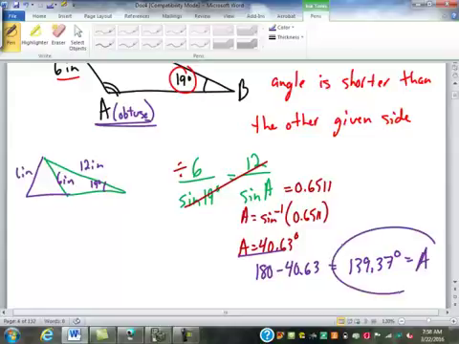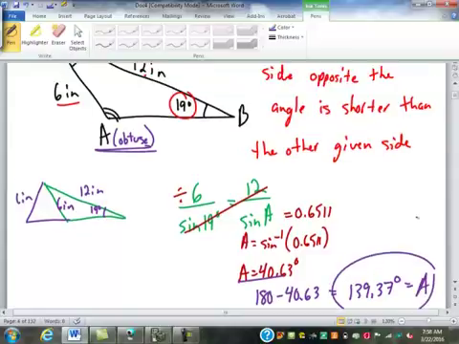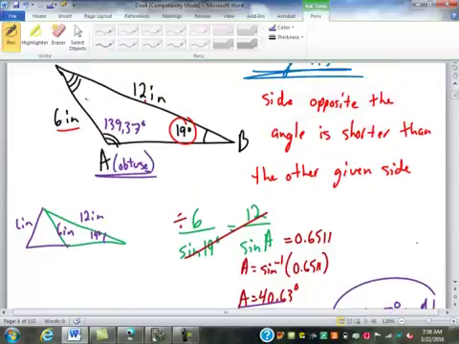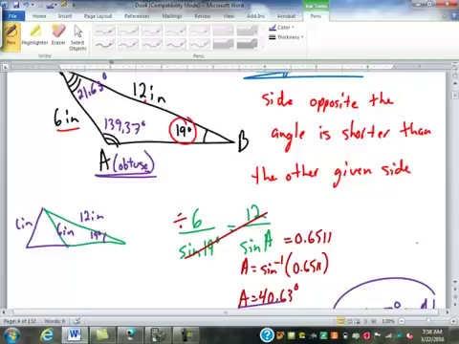A is really 139.37 degrees, which means C up there has to be 21.63 degrees. How'd I get C? 180 minus 139.37 minus 19.